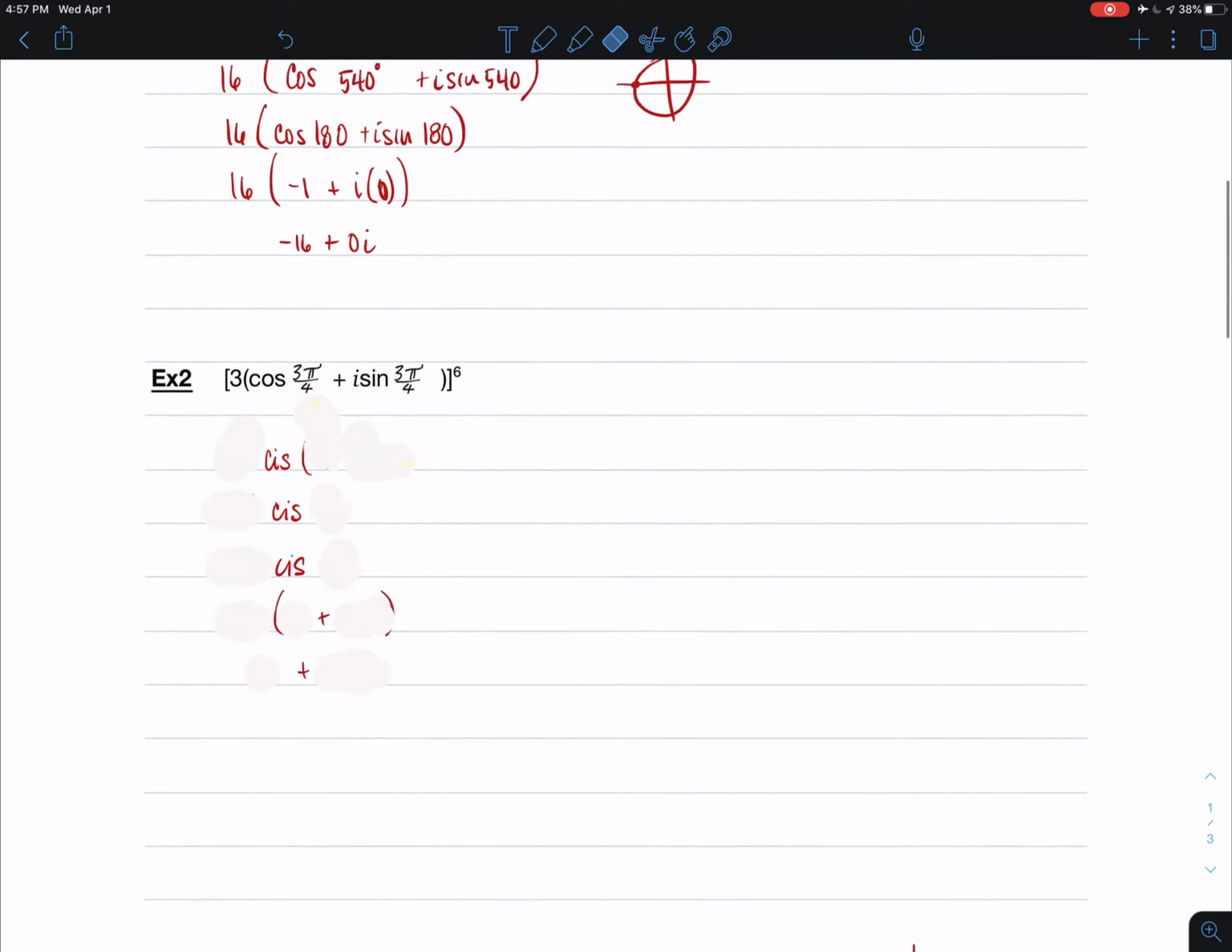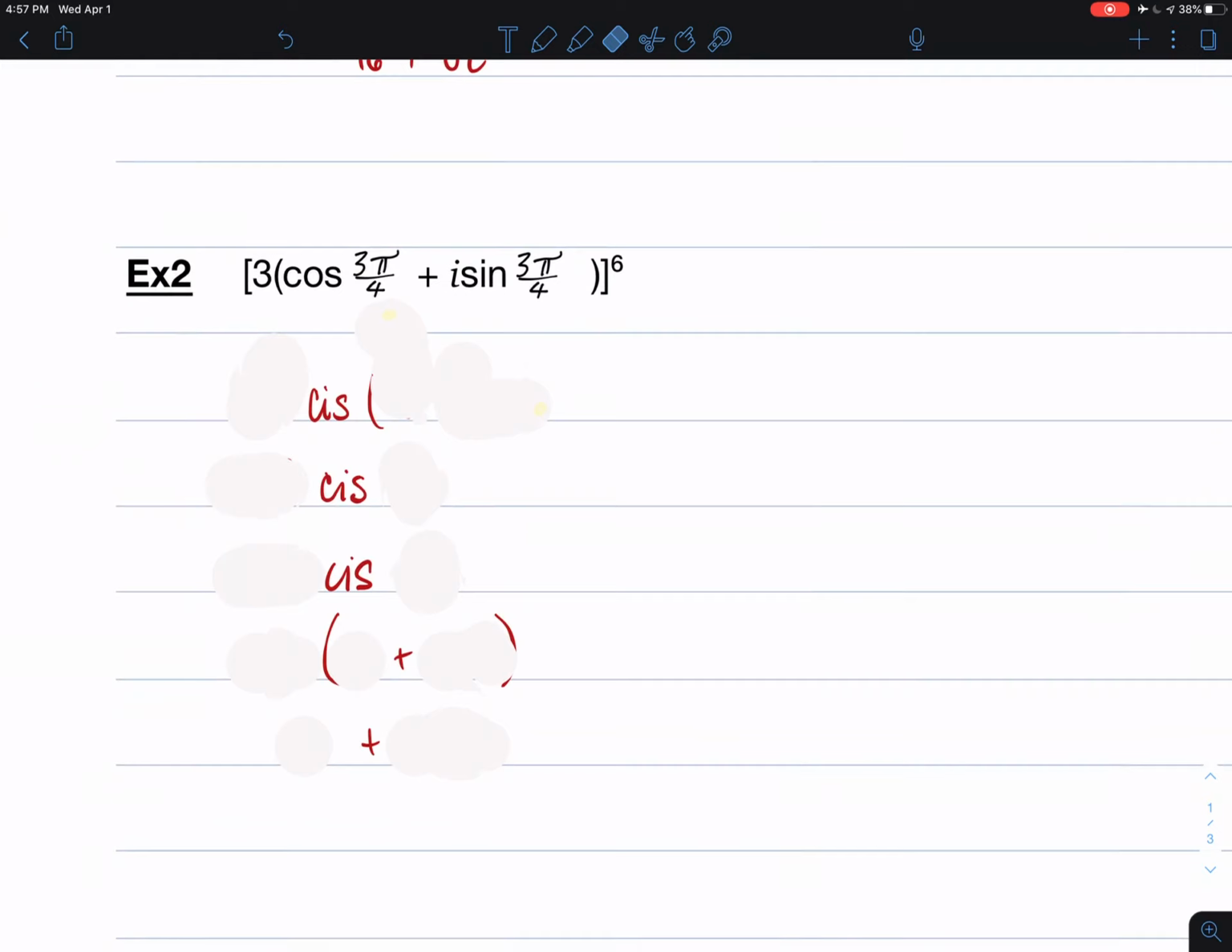A radian example. All right, so once again, take your radius and raise it to the power. Then take your theta, 3 pi over 4, and multiply by your power. Now, what I did here was a bit of canceling. I canceled a 2 out of the 4 and the 6 so that I could multiply my fractions a little easier without large numbers. 3 to the 6th power is 729. And then when I clean up my theta, I'm going to get a 9 pi on top and a 2 on bottom.